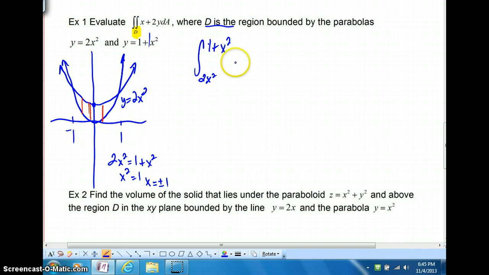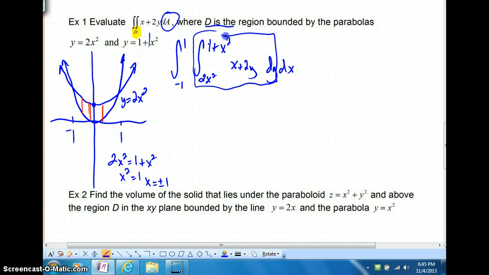We have 2x squared to 1 plus x squared, and of course our integrand is x plus 2y. And then of course we would be integrating from -1 to 1 as well. Right now we can move beyond just saying that we have dA and just specify that we start with dy. And as we are integrating with respect to y, the antiderivative of x with respect to y would be xy, and the antiderivative of 2y would be y squared.